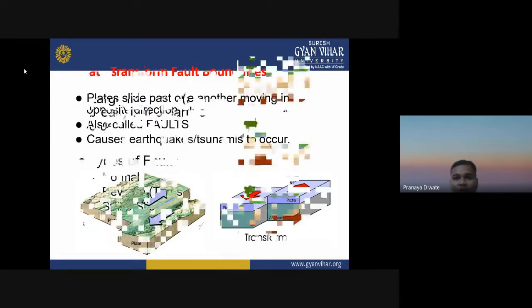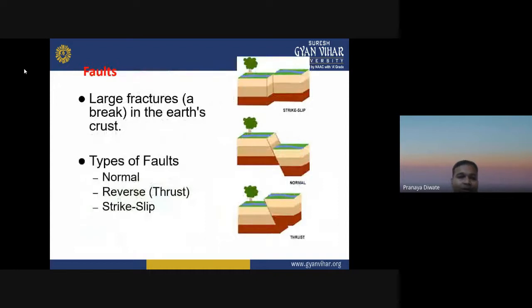Then you have a fault. So what is a fault? A fault is nothing but a displacement of a rock block along any plane. That is known as a fault. Then you have different types of fault: normal fault, reverse fault, and strike-slip fault.